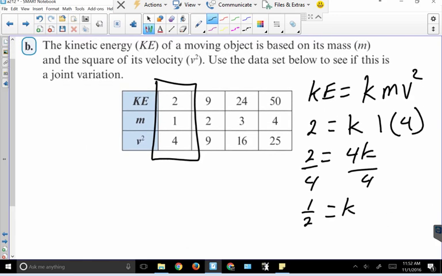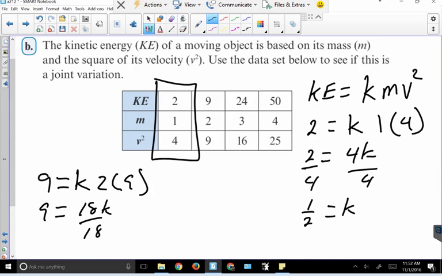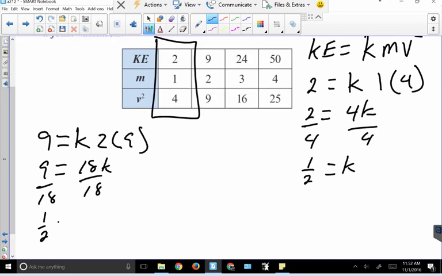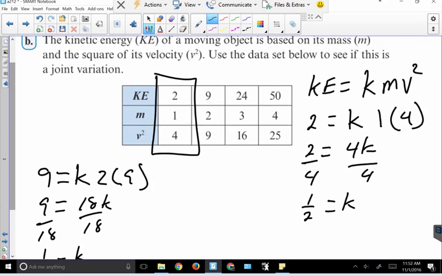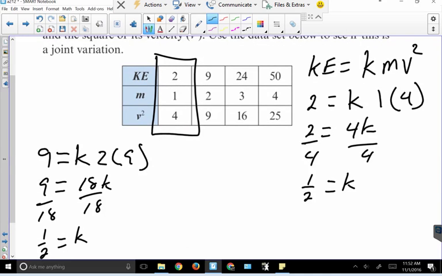So we're going to get 9 is our kinetic energy, k constant. What is m? 2. What is velocity? That's going to be 9. Okay, so I get 9 is equal to 18k, divide both sides by 18, and I get 1/2 is equal to k. So, is this a variation equation? It looks like it's going to be. So if I wanted to double check that, now that I think my equation is going to be KE is equal to 1/2 mass velocity squared. So KE is equal to 1/2.